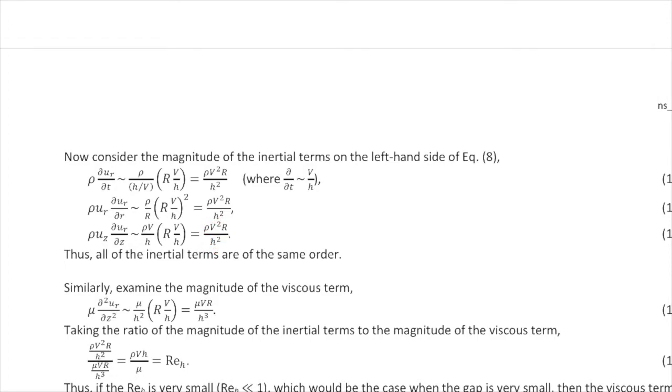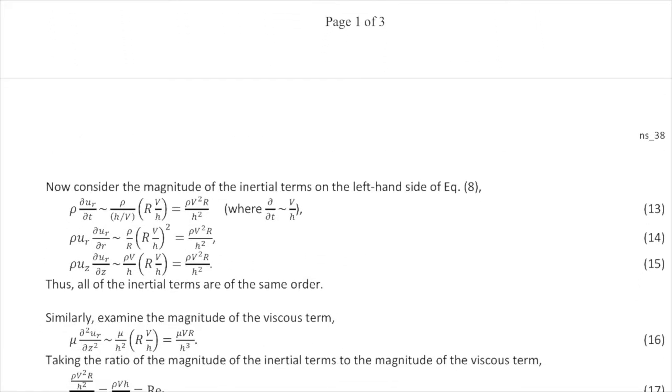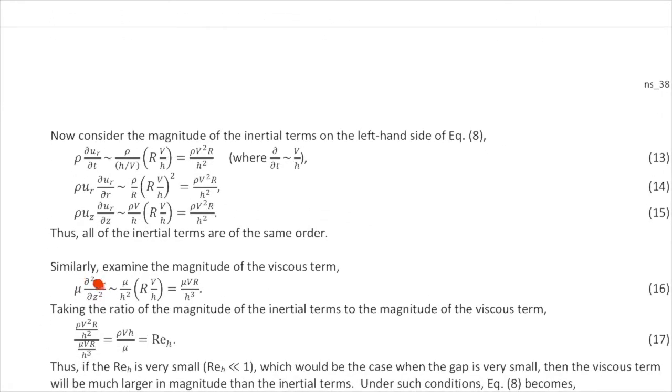Now let's do the same thing for the viscous term on the right-hand side. So it's this term right here. You can see that'll be a mu times the u sub r, which is given here, divided by h squared, because it's d squared over dz squared. So that'd be like 1 over h squared. So that's done right here. So this is the magnitude of that viscous term. There's the mu, the d squared over dz squared term is like 1 over h squared, and the u sub r term is here. So this will be our characteristic magnitude for that viscous term.